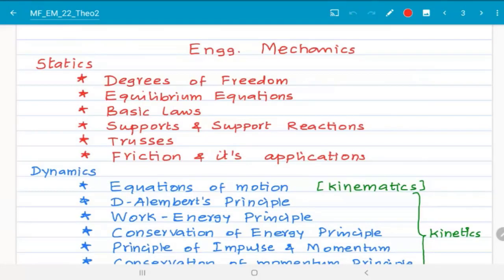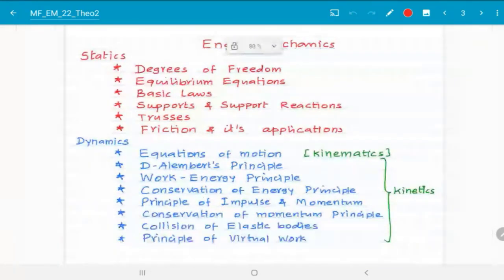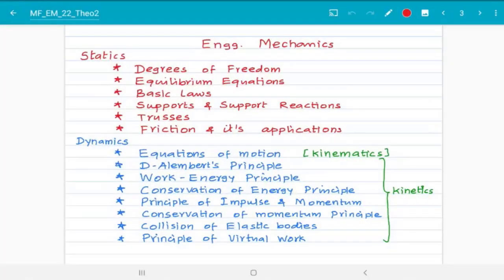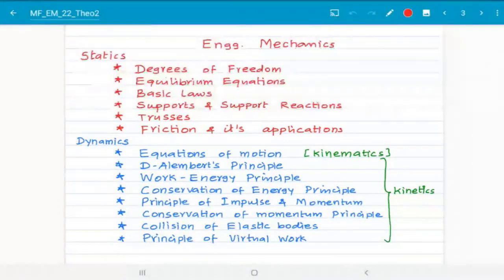Overall, we are going to split the course into two chapters. First chapter is statics, second chapter is dynamics. Only two chapters. In the first chapter, we will start with degrees of freedom, equilibrium equations, basic laws. Basic laws means law of parallelogram, Lami's theorem, law of transmissibility, those things. Resolutions, resultant of forces. So all the basics you will study.